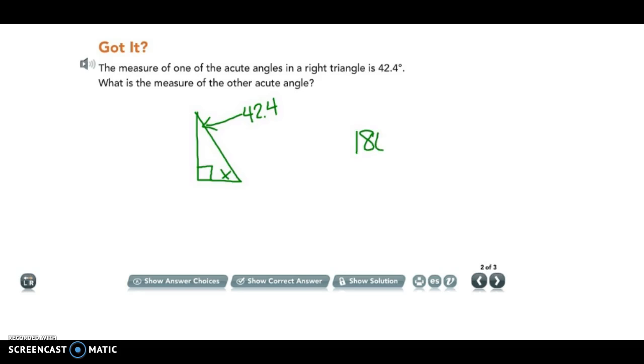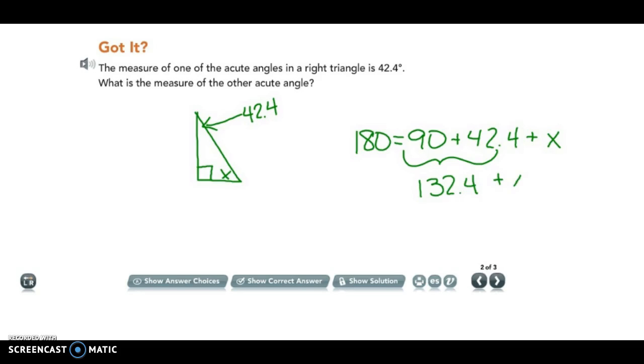So I'm going to have 180 equals 90 plus 42.4 plus x. So we're going to combine everything that we can, and we're going to find out what x equals. Go ahead and solve this one.